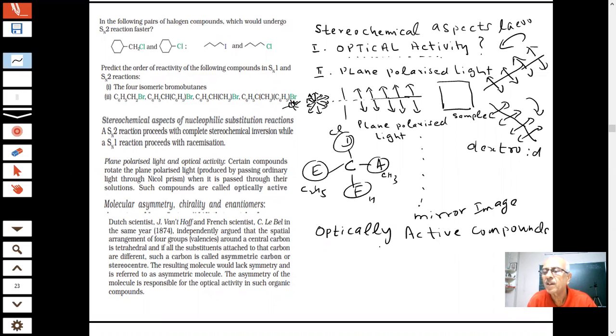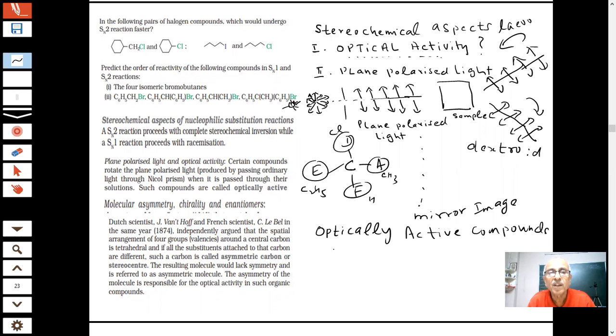And experimentally it was observed, and the big thing about this was that the compounds can rotate plane polarized light. Therefore they started working on it. What is optical activity? What is the condition of optical activity? Especially what will happen when a nucleophilic substitution reaction takes place by different mechanisms to the compounds which are optically active.